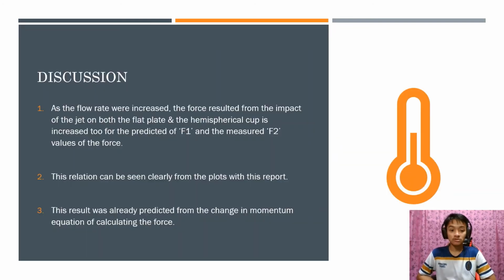Next, moving on to discussion, as the flow rate increases, the force resulting from the impact of the jet on both the flat plate and the hemispherical cup increases too, for the predicted F1 and the measured F2 values of force. This relation can be seen clearly from the plots in this report, and this result was already predicted from the change in momentum equation of calculating the force.